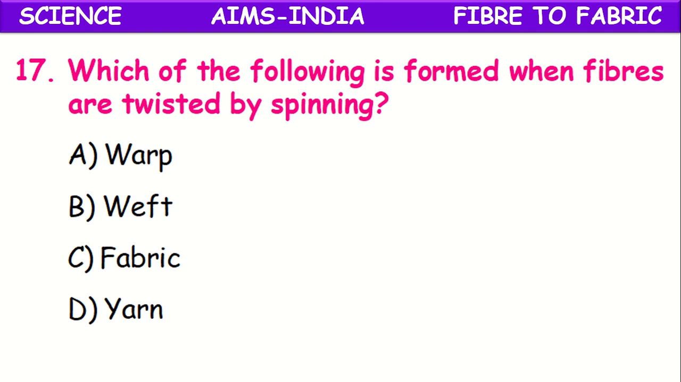Which of the following is formed when fibers are twisted by spinning? So when fibers are twisted by the process called spinning, it makes yarn. Yarn is made from fiber by spinning. Okay.